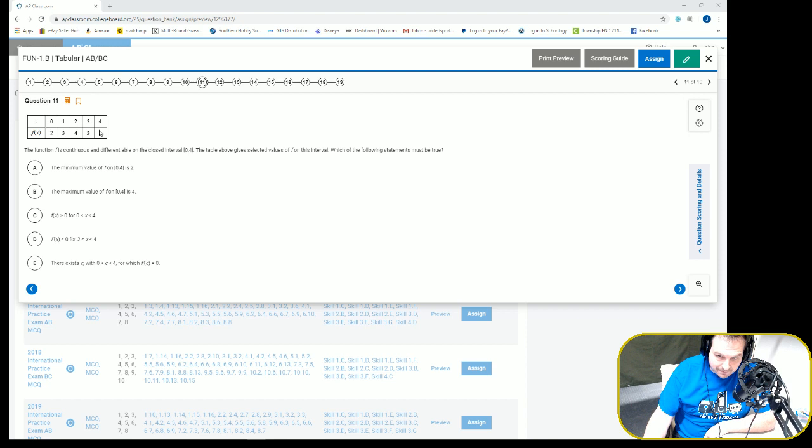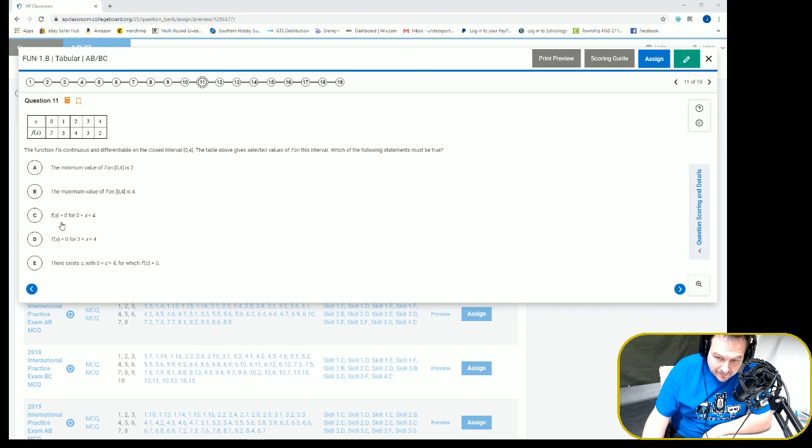You got data, continuous and differentiable functions. So right away, data, continuous, differentiable, I'm thinking intermediate value theorem and mean value theorem. Okay, which of the following is true? A, minimum value is 2. All right, can we guarantee mins and maxes? We don't know. No guarantee. The only way to guarantee mins and maxes is if they told you the domain or range. So right away, A and B, you can't say with data, I can't guarantee it.